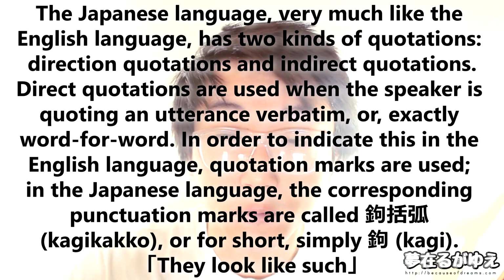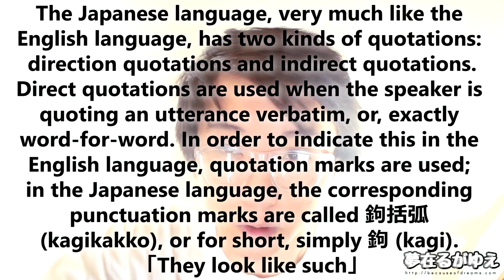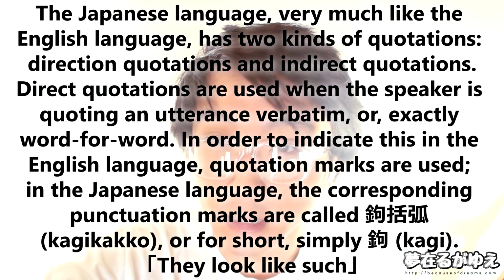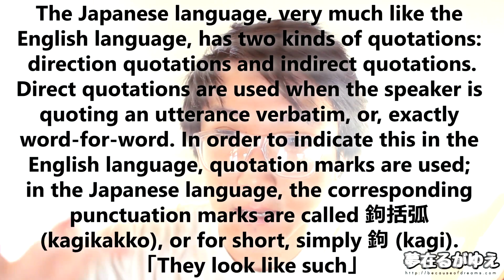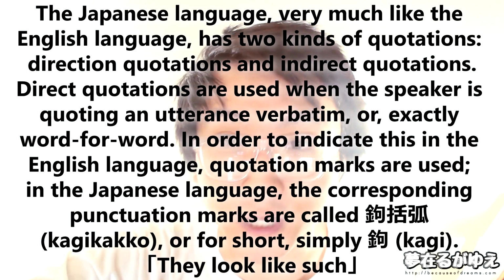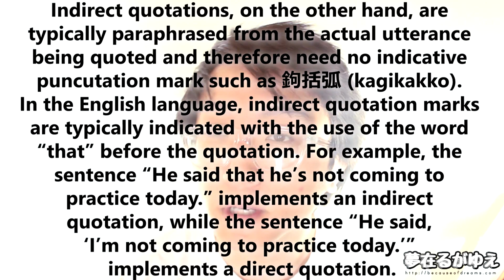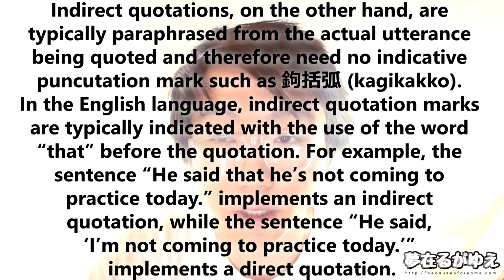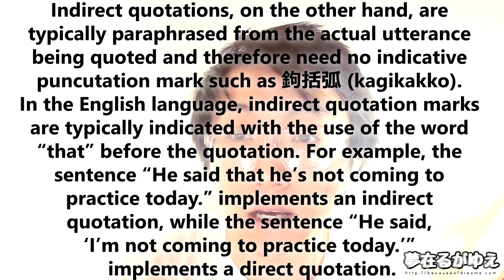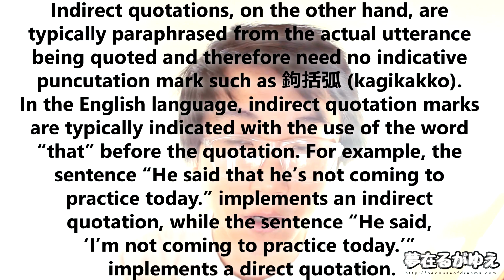In the Japanese language, the corresponding punctuation marks that we're going to use are called kagikakko, or for short, just kagi, and they look like this. On the other hand, when we're using indirect quotation marks, we're not doing a verbatim word for word quotation. We're kind of just paraphrasing what the person originally said, and thus no indicative punctuation mark is required.